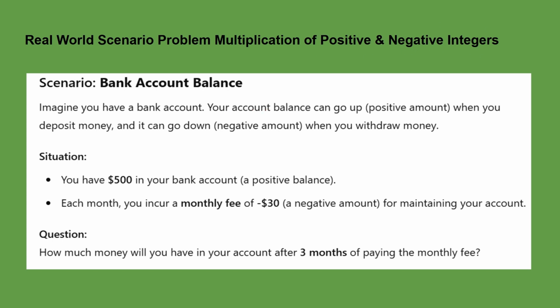Let's begin with the scenario about multiplication of positive and negative integers. It's about bank account balance. Imagine you have a bank account, and your account balance can go up. When we say go up, that means a positive amount, when you deposit money. And it can go down, that means a negative amount, when you withdraw money. Let's remember that and give emphasis to those words.